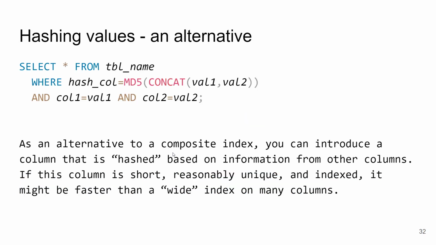Sometimes you have values that just don't really work well for an index. What you can do is create a hash. In this example, we're taking 2 values, concatenating them together and making a hash of that.